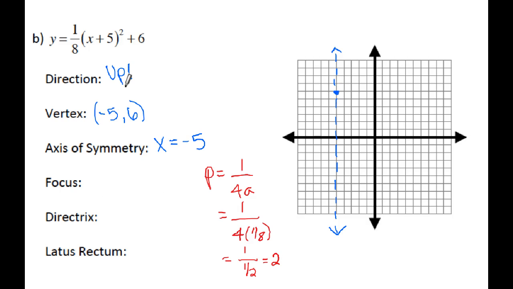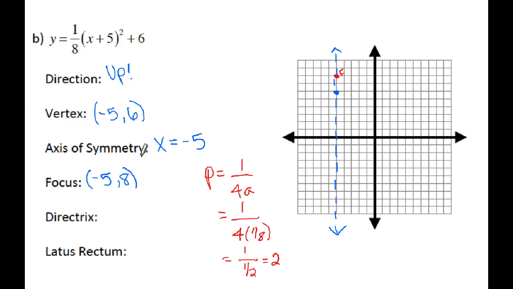So my parabola is opening up. So if I move up 2 units, that is going to be where my focus is. Now if I'm moving up, that means I'm changing my y-coordinate. So if I'm moving up 2 units, I'm adding 2 units to my y-coordinate. So my focus is at -5, 8, which makes sense because if you were to actually figure out where this point is by counting your units, it would be at -5, 8.